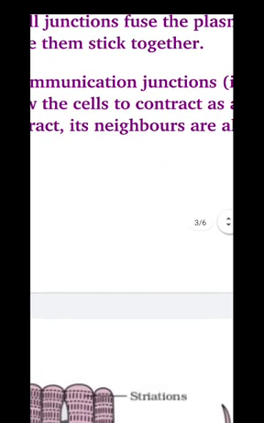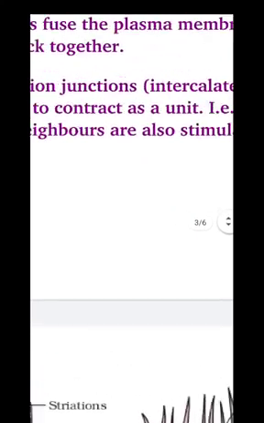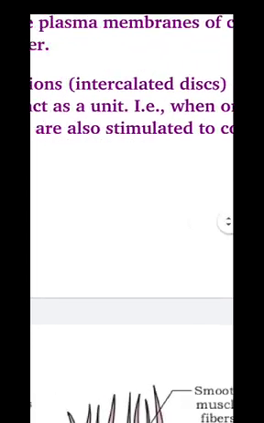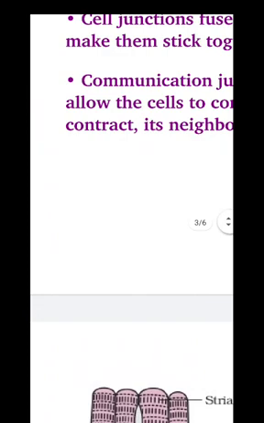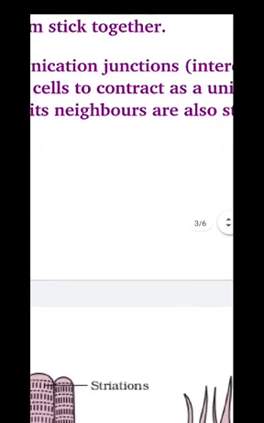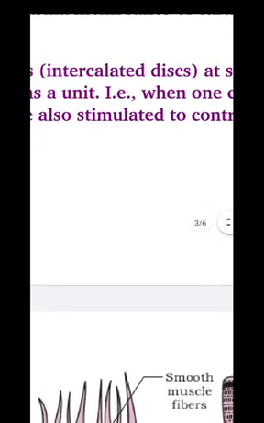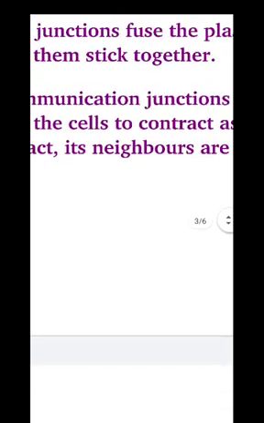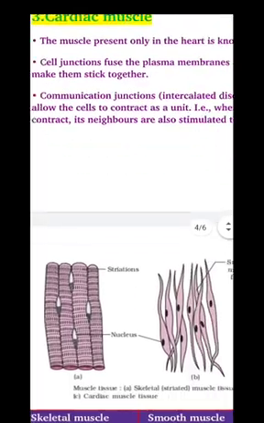So the cardiac cells have junctions called communicative junctions or communication junctions, otherwise known as intercalated discs, through which the stimuli or the messages pass through.